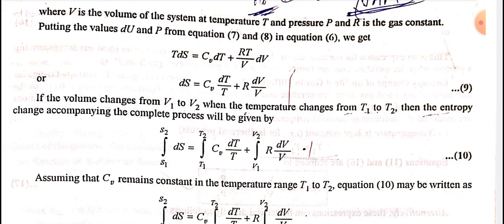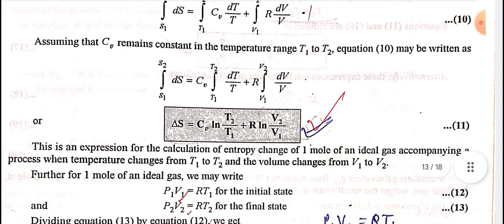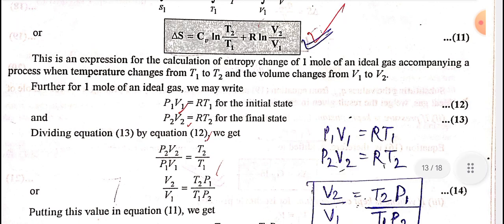Assuming that Cv remains constant in the temperature range T1 to T2, equation 10 may be written as integral of dS from S1 to S2 is equal to Cv integral from T1 to T2 of dT by T plus R integral from V1 to V2 of dV by V. Hence, delta S is equal to Cv ln T2 by T1 plus R ln V2 by V1. This is an expression for the calculation of entropy change for 1 mole of the ideal gas accompanying the process when temperature changes from T1 to T2 and volume changes from V1 to V2.